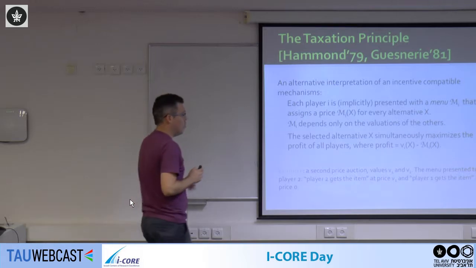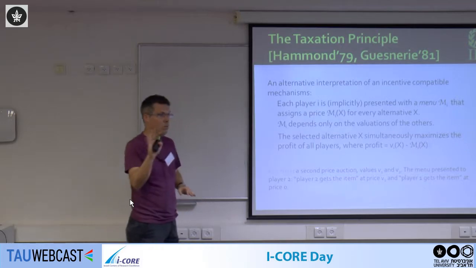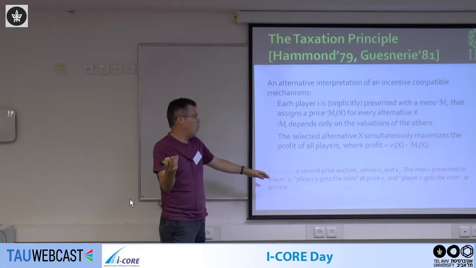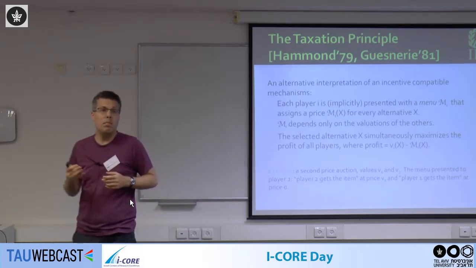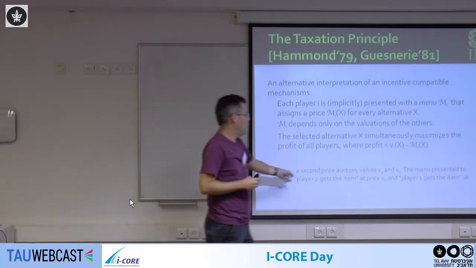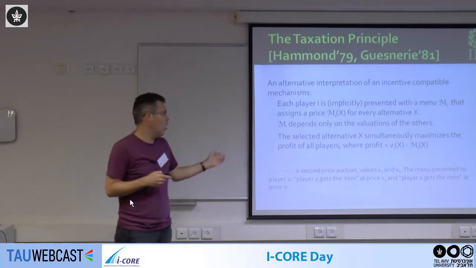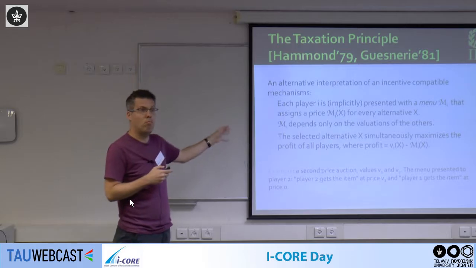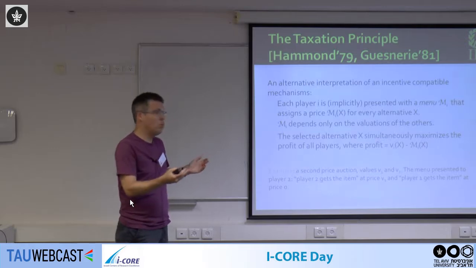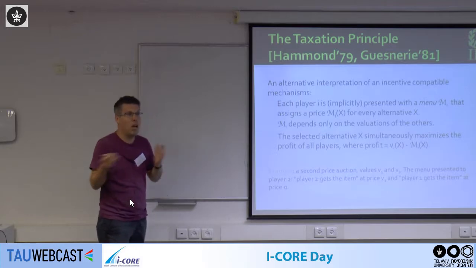Let's do a very simple example. Suppose we have a second price auction. We have two values, v1 and v2. We only have two players here. What is the menu that is presented for player 2? The first alternative is player 2 gets the item. The second one is the other player, player 1, gets the item. If the chosen alternative is that player 2 gets the item, then he pays v1, the value of the other. Otherwise, he pays 0. Okay? And the other bidder has a similar menu. And they both choose the same alternative. If, for example, v2 is greater than v1, both will choose player 2 gets the item and will pay different prices.